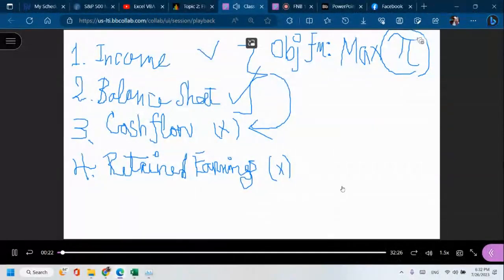So in our last video, we discussed how return on investment is related to the financial statements. We discussed what the objective function of the firm is, and we understand that the objective function of the firm is to maximize profit, and the profit is the return on all the investors' input or the investment.